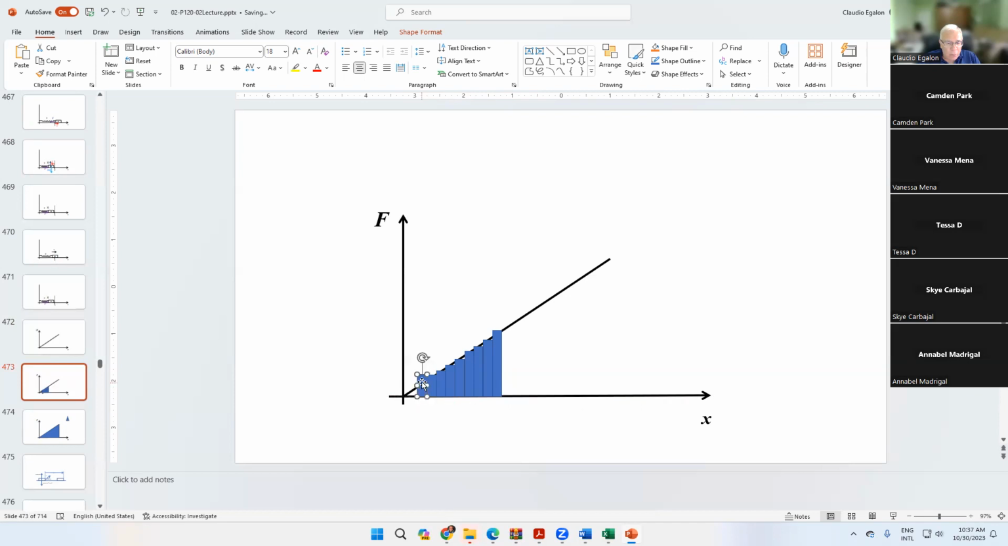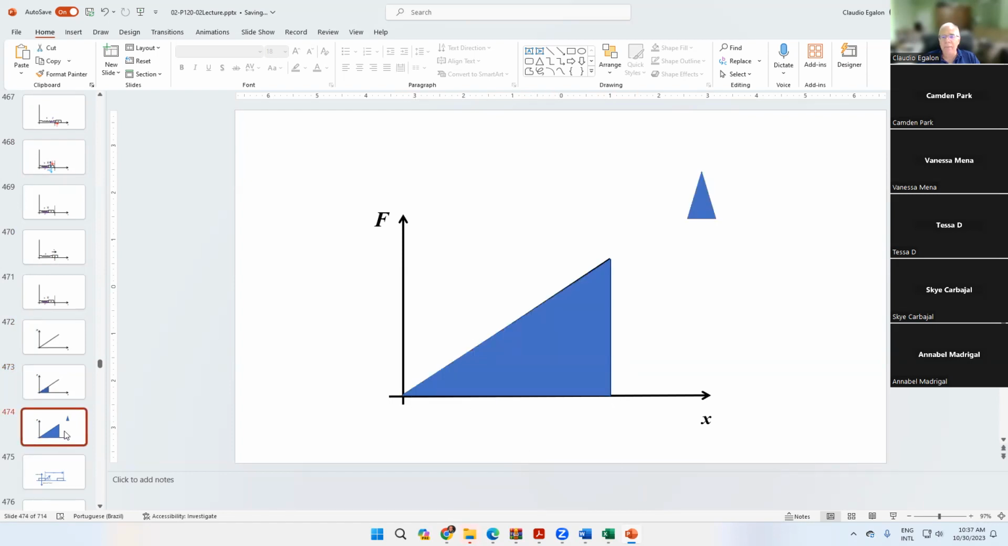What we're doing is very simple. We are calculating the area below this curve. That's what we're doing. We're calculating the area below this curve. So every time that you have a force that is non-uniform, the area below this graph is going to be the work done by this force. Okay, so here you go. Here's the area.